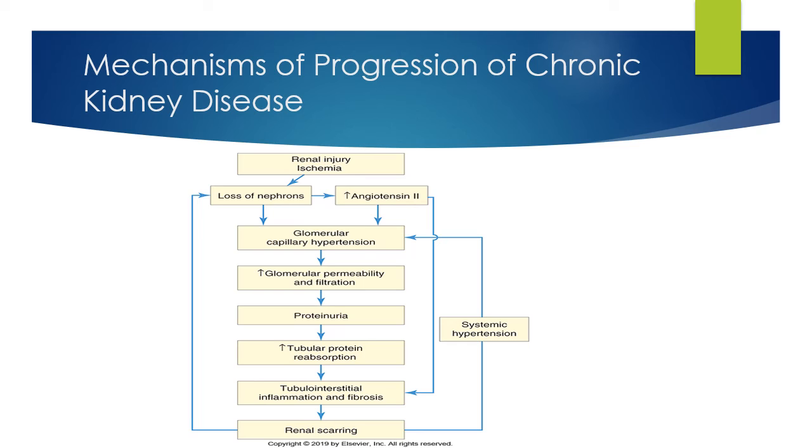The chronically high intraglomerular pressure increases the capillary permeability in the glomerulus, and that contributes to proteinuria. And angiotensin II may also promote the activity of inflammatory cells and growth factors that participate in tubulointerstitial fibrosis and scarring.